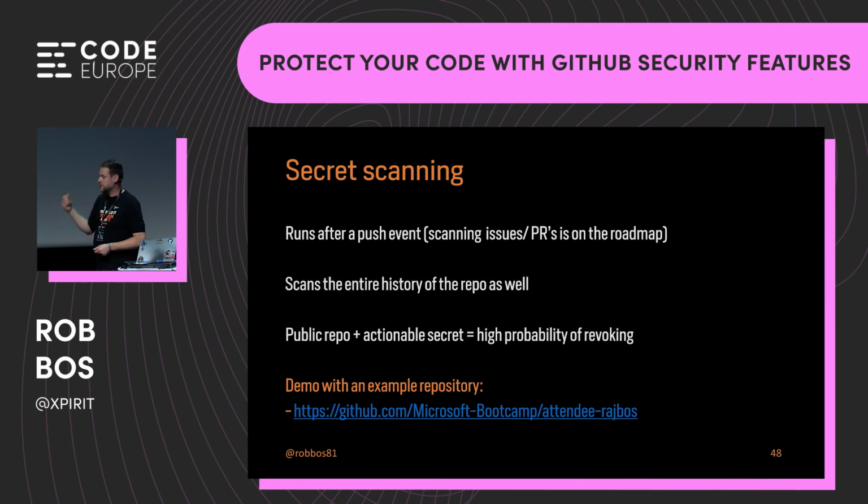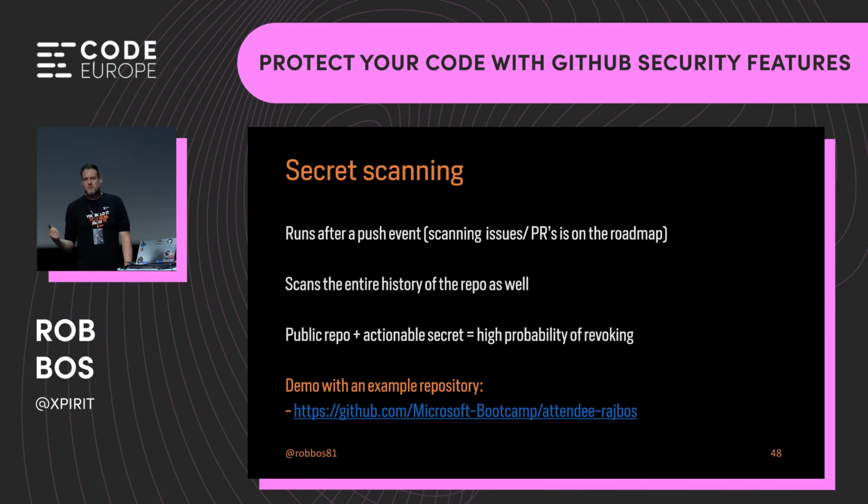Scanning issues, comments, and pull requests is on the roadmap. I think it's somewhere at the end of the year, because that has high vulnerability options, of course, as well. And people are actually sharing secrets inside of those things as well. As I said, if it's an actionable secret, it's up to the partner to decide what they want to do. But if it's a public repository, it's a very good probability that they will revoke it.